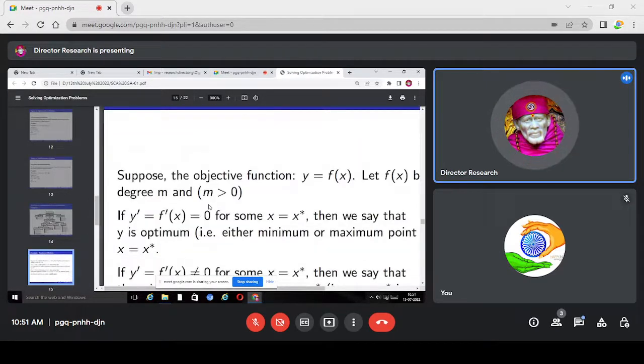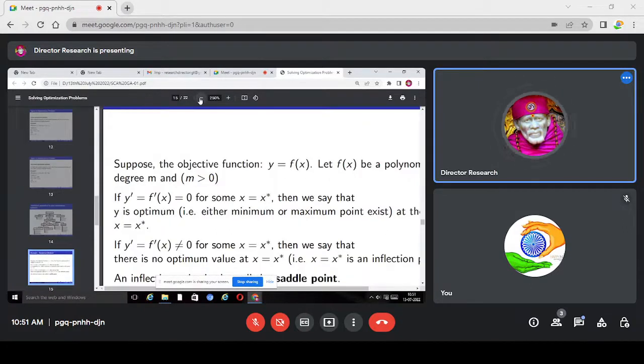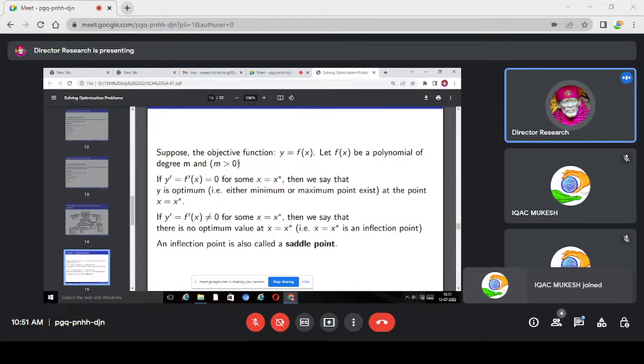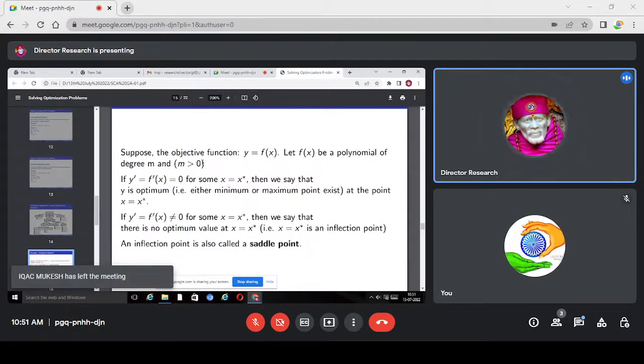Example, analytical method. Suppose the objective function y is equal to f of x, and let f of x be a polynomial of degree m greater than 0. If y prime is equal to f prime of x is equal to 0 for some x is equal to x star, then we say that y is optimum. Either a minimum or maximum point exists at the point x is equal to x star. If y prime is equal to f prime of x is not equal to 0 at some x is equal to x star, then we say that there is no optimum value at x is equal to x star.